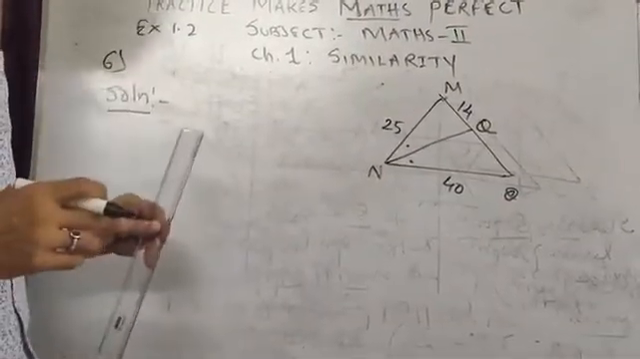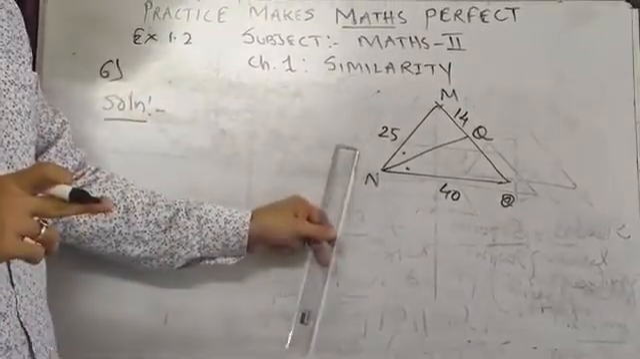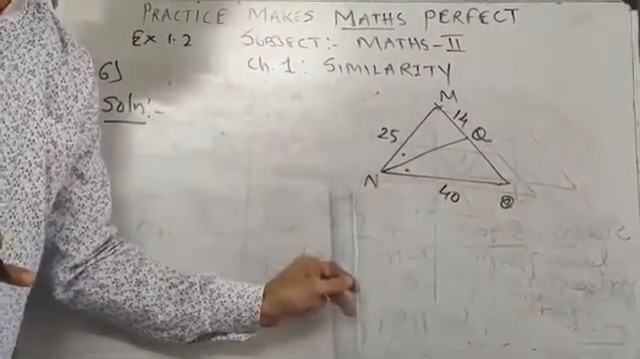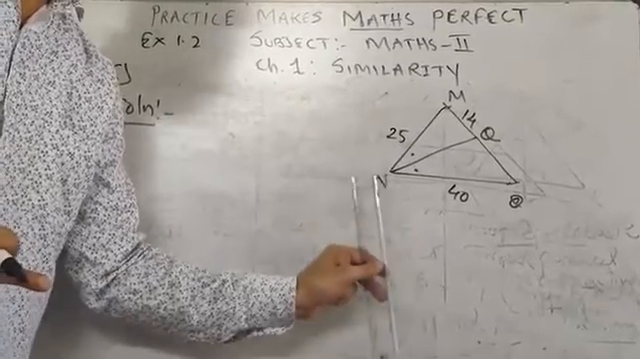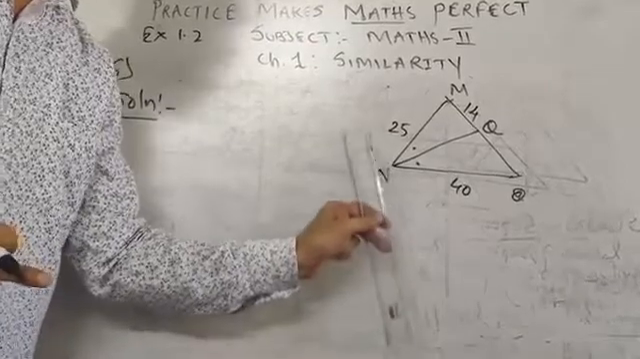Okay, now we'll come to sum number 6 of exercise 1.2. Again the diagram is given. From the diagram itself you will come to know it is a very easy sum. It is based on which concept? Easily we know. It is based on the property of the angle bisector, or you can say the angle bisector theorem.